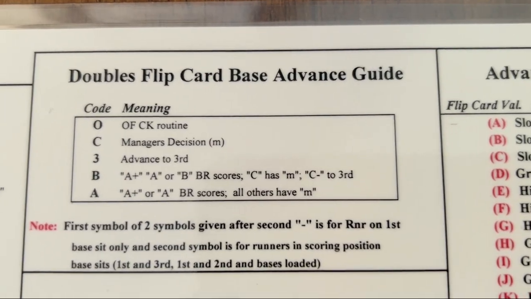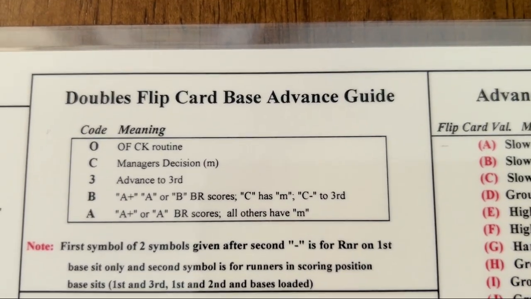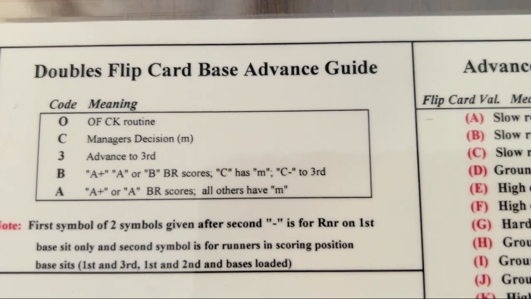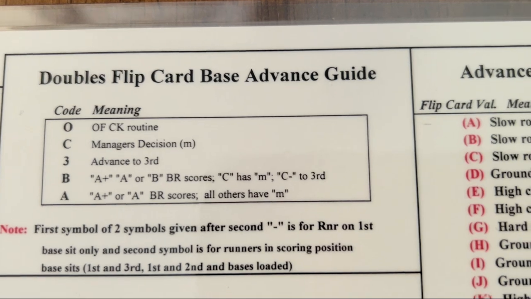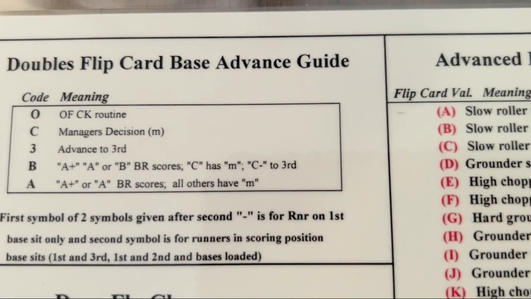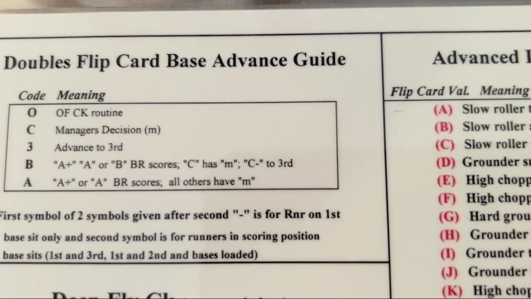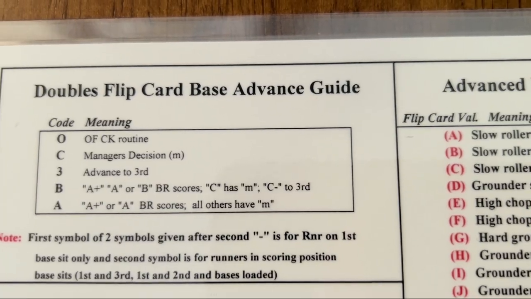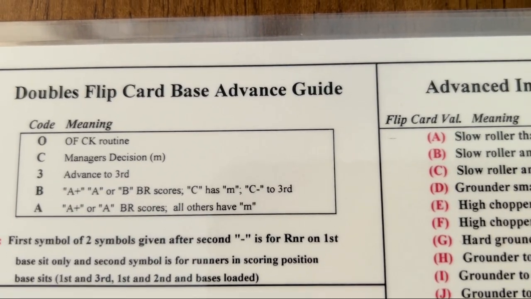A C means manager's decision. A 3 means the runner advances to third and only to third. A B means that any runner B or better scores. A C has a manager's decision, and a C minus runner only goes to third. And if you have an A, then it means A plus or A scores and everybody else has a manager's decision. So let's go back to the card here.